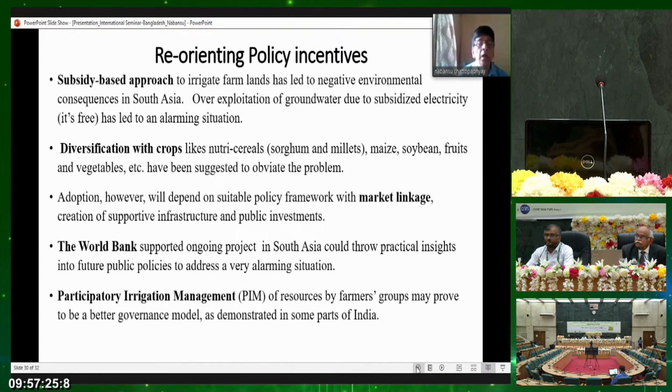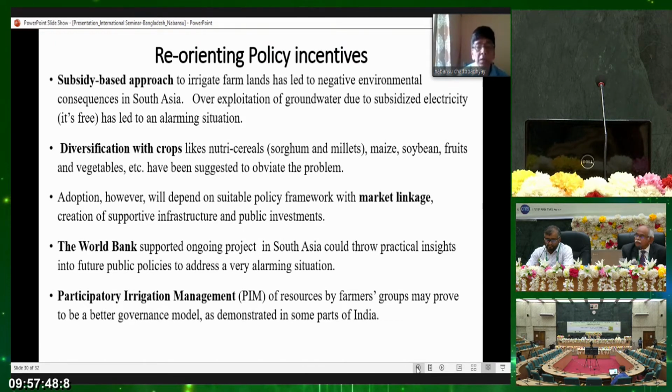Second, the diversification of crops like nutricereals, sorghum, millets, maize, soybean, and vegetables has to become more popular. And whatever we do should be linked with the market. Only then will this kind of intervention become more popular.